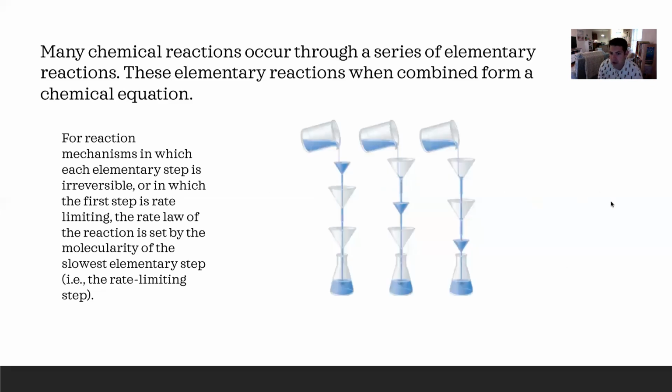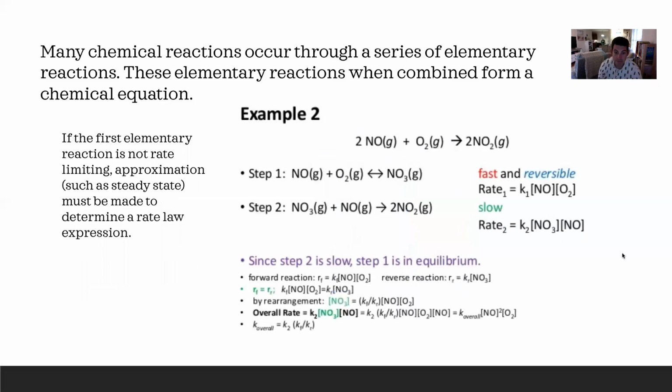All right, so a classic example is if we were to use a series of funnels and one of the funnels was really small, right? We only move as quickly as that slowest funnel allows us. All right, here's another example. But in this example, we have to make an approximation.